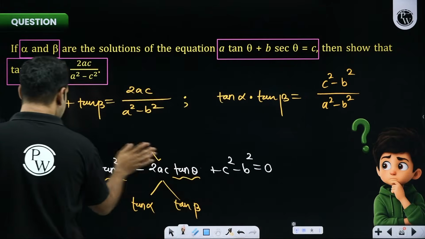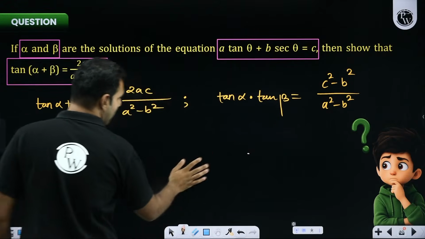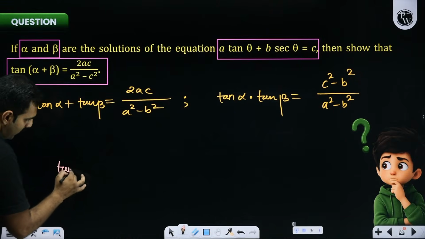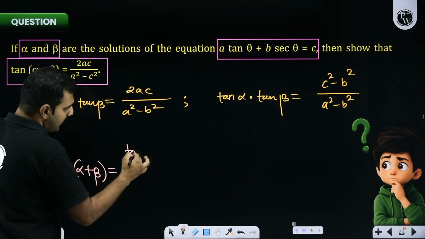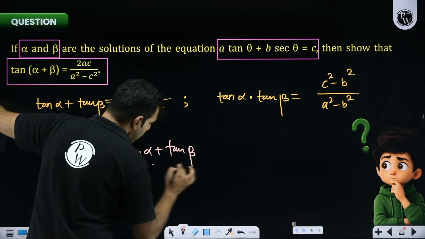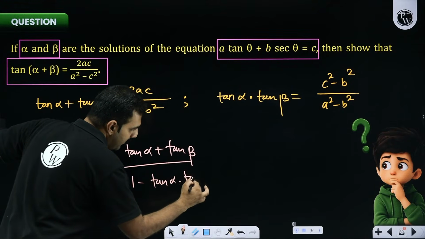Okay, sir, we get it, but now what? I think you have forgotten something really important, which we have learned as tan alpha plus beta. Kindly help me with tan alpha plus beta, students. What is tan alpha plus beta? Do write me in the comments. So tan alpha plus beta is tan alpha plus tan beta upon 1 minus tan alpha tan beta.